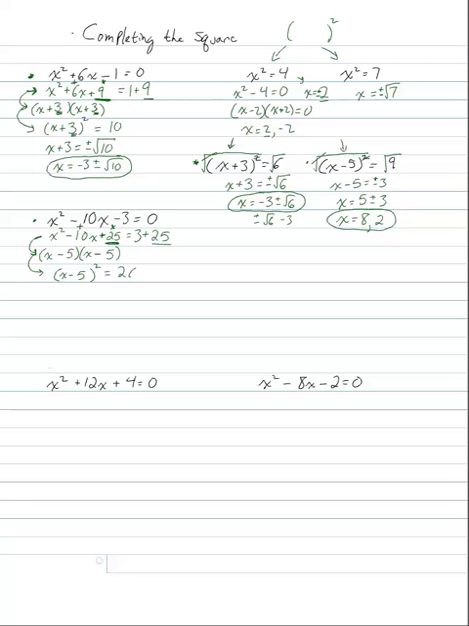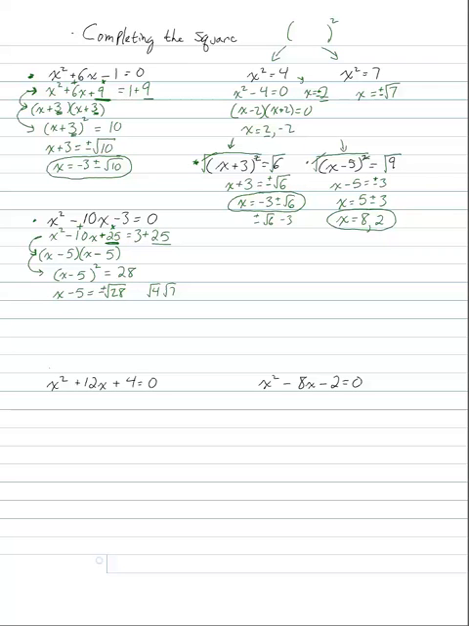I'm going to take the square root of both sides, so I'll get x minus 5 equals square root of 28. Don't forget to put the plus or minus in front. Okay, so real quick, the square root of 28 can be simplified. I can rewrite that as square root of 4 times square root of 7.